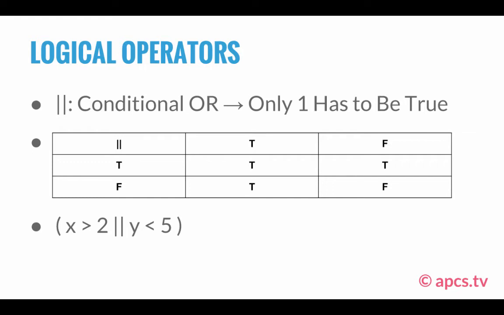So let's look at the table. True or true will evaluate to true, true or false will evaluate to true, false or true will evaluate to true, and only false or false will evaluate to false. As we know, the AND and OR operators seem to be complete opposites of each other. For the AND operator, the only way to get true was true and true, and for the OR operator, the only way to get false is false and false.